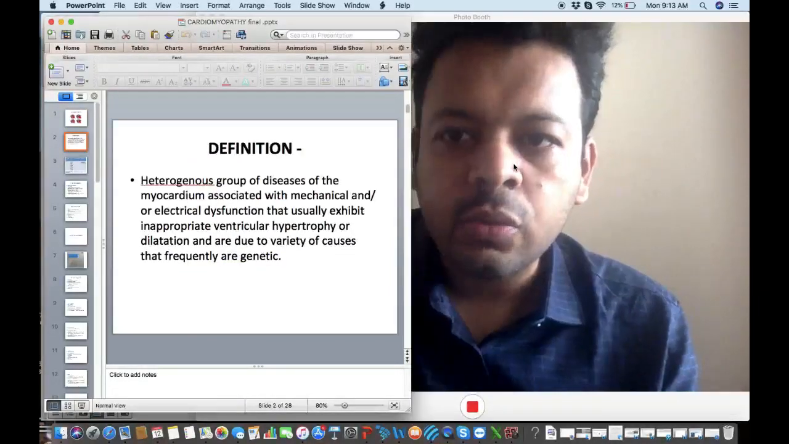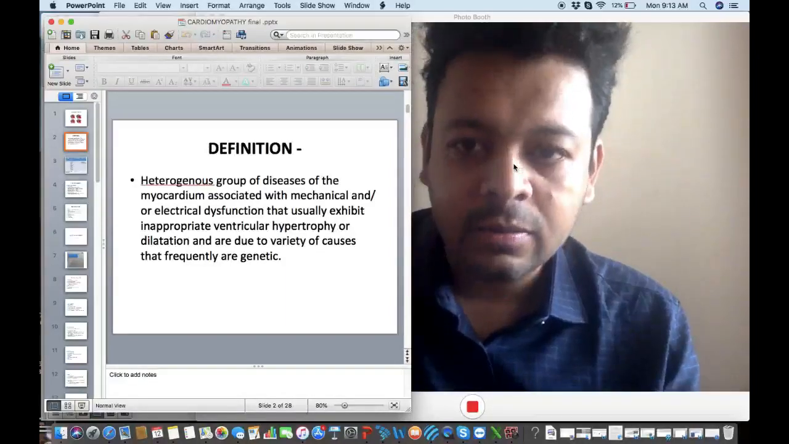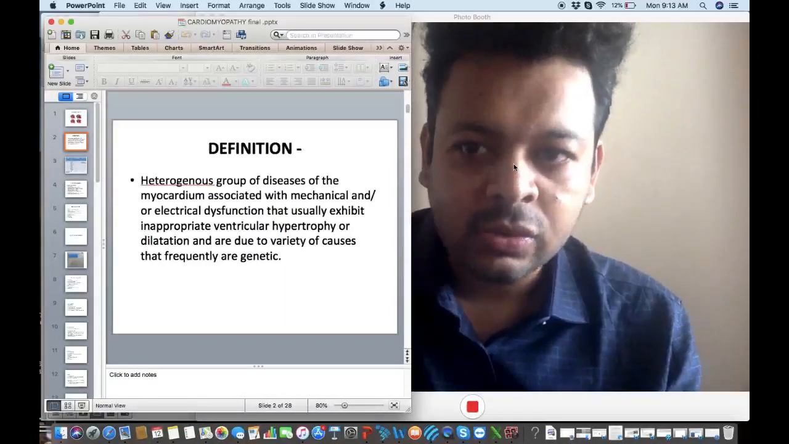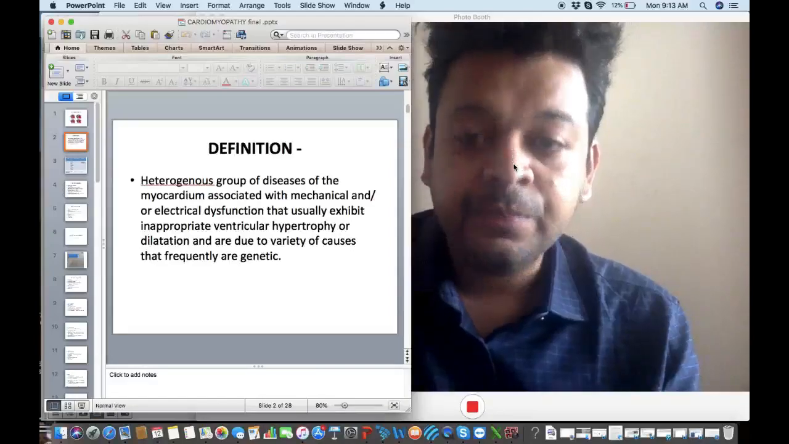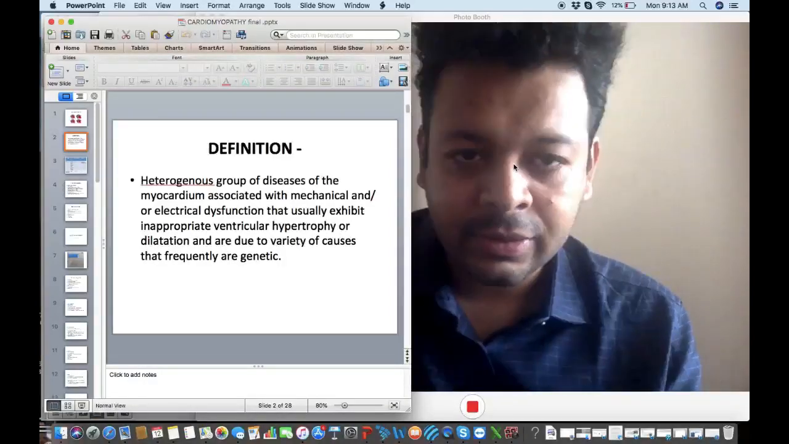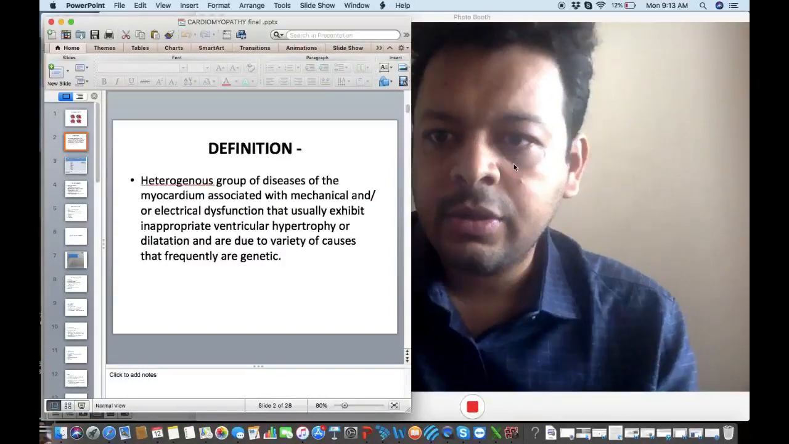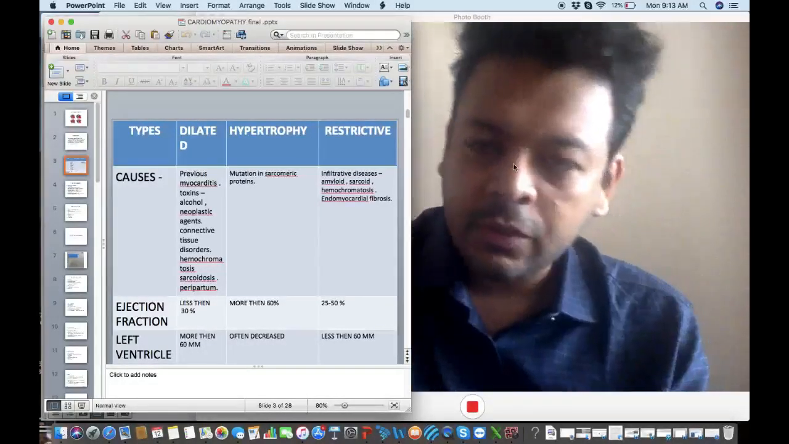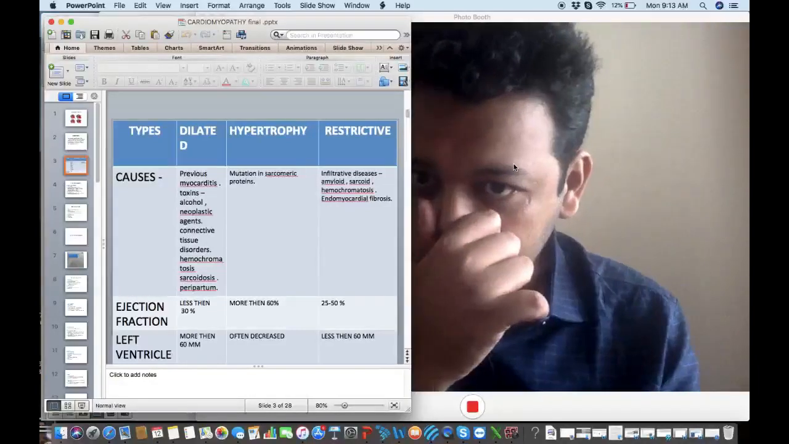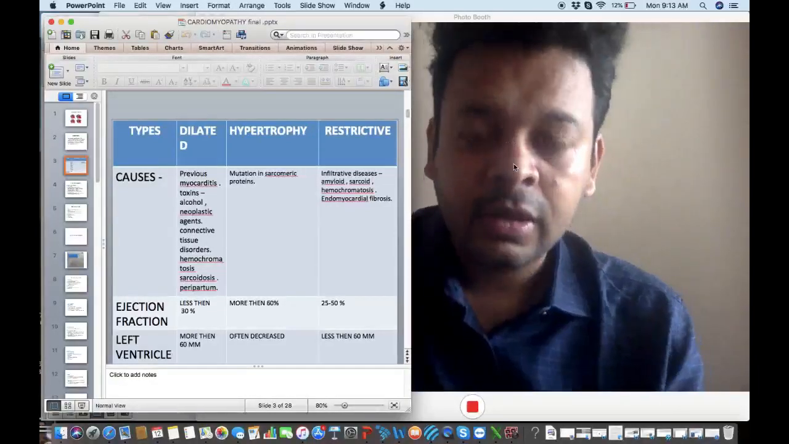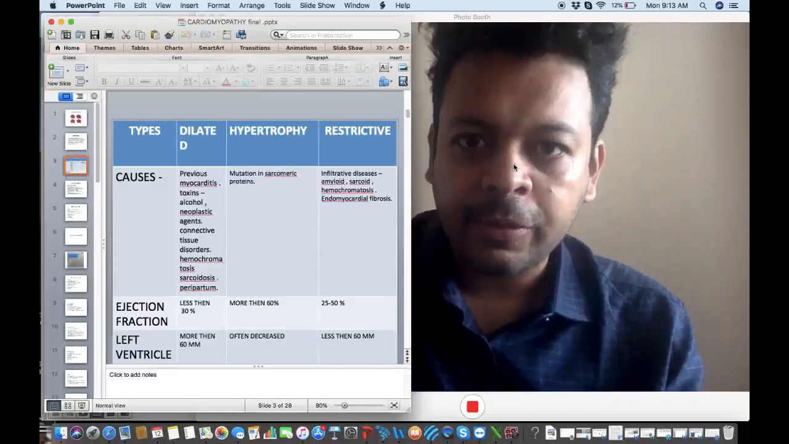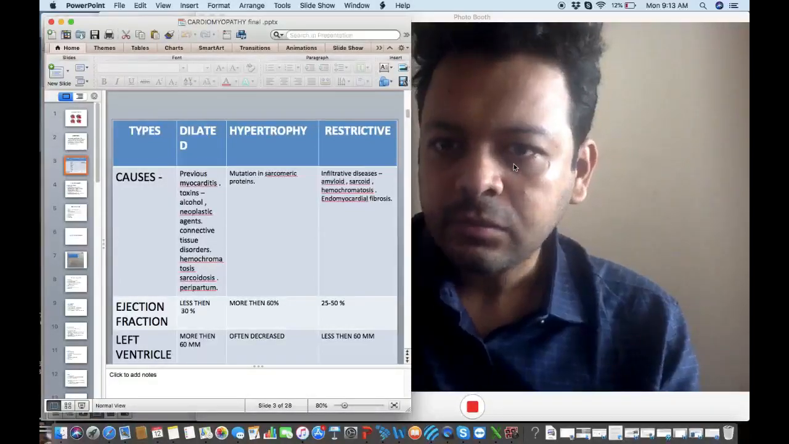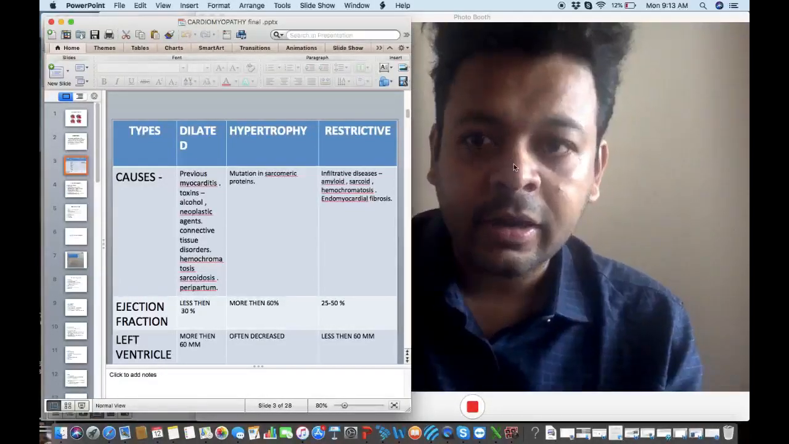Let's see, what is cardiomyopathy? It is a heterogeneous group of diseases where the heart muscle, that is the myocardium, is affected, with dysfunction, hypertrophy and dilatation. There can be many causes of it. One of the commonest causes is genetic disease. There are different types of cardiomyopathy medically: dilated cardiomyopathy, hypertrophic cardiomyopathy, and restrictive cardiomyopathy. The commonest ones are dilated and hypertrophic.